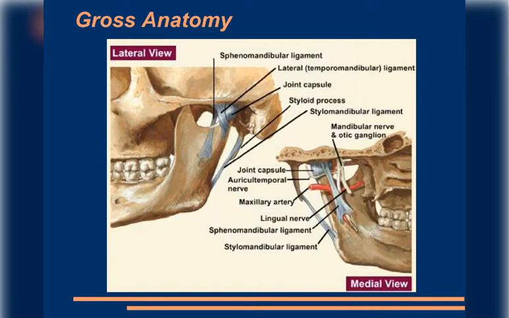Sphenomandibular ligament goes from the sphenoid bone to the lingula of the mandible, which is located near the opening of the inferior alveolar canal, also called the mandibular canal. The opening of the mandibular canal is where the inferior alveolar nerve, artery, and vein enter inside the mandible.